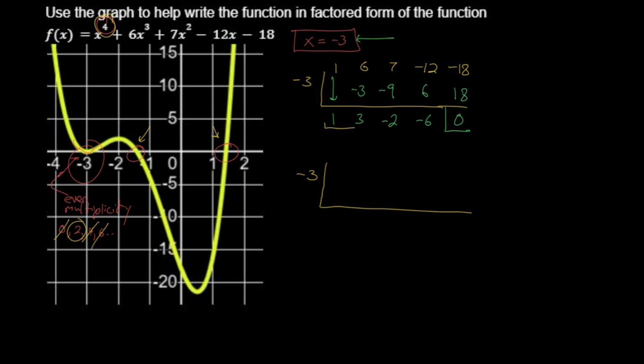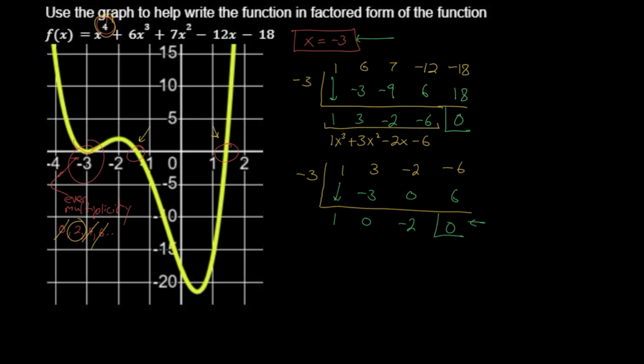My coefficients now will be these numbers. If I want, I can write it out as 1x to the 3rd plus 3x squared minus 2x minus 6. But we're going to go ahead and synthetically divide it again, just because of the multiplicity that is apparent on the graph. So going through the same process, drop the 1 down, we'll multiply, 3 plus negative 3 is 0, multiply, giving us 0, add gives us negative 2, multiply again gives us 6, and our remainder is once again 0.